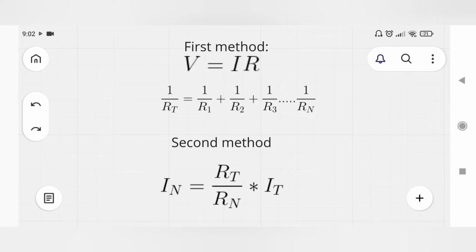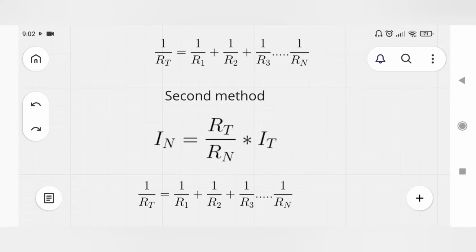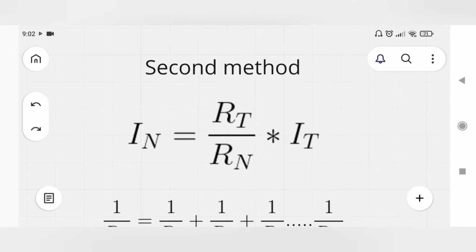There are two methods of solving parallel circuits. The first method is with the help of Ohm's law. I discussed this method in part 1. In this video, I will discuss the second method, and this is the current divider method, and its formula is written here.